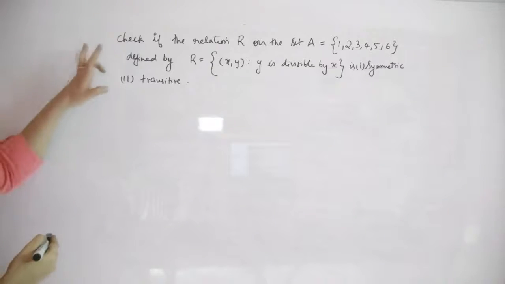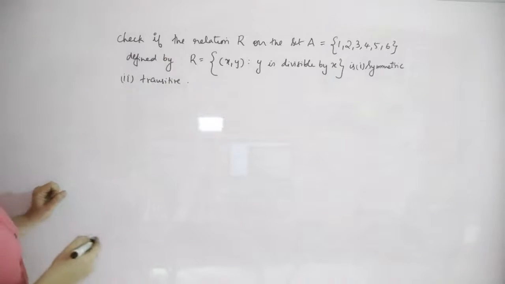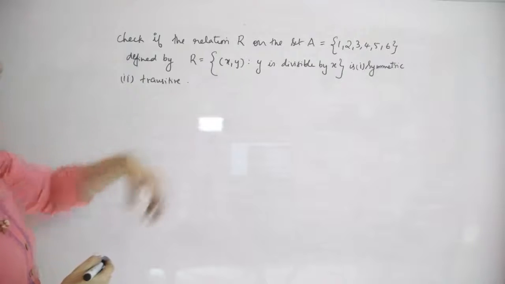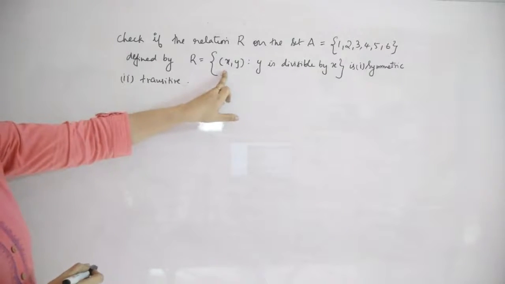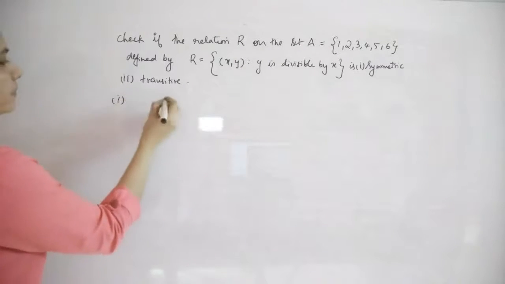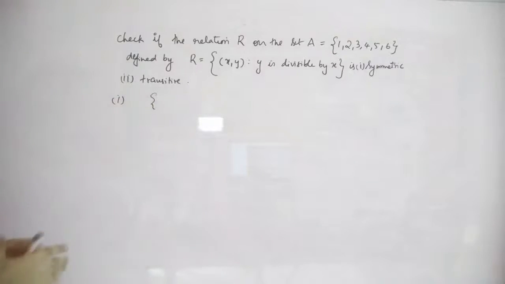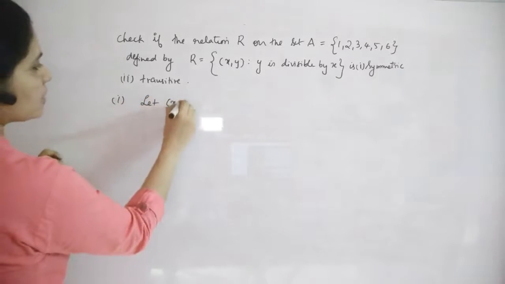Question is, check if the given relation R on the set A equal to the set 1, 2, 3, 4, 5, 6, defined by R is equal to the set of all those pairs (x, y) such that y is divisible by x, is symmetric. Second one, transitive. So for symmetricity, what is the condition? If it is symmetric, if you are taking (x, y) belongs to R, you should get (y, x) belongs to R, right? So we will start with let (x, y) belongs to R.